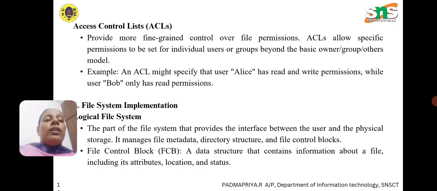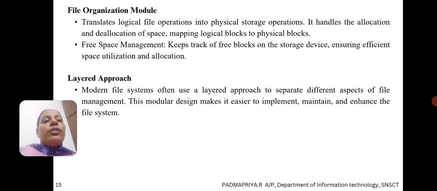Now we are going to talk about a new concept, which is file control blocks. A file control block is a data structure that contains information about a file, including its attributes, location, and status. File organization module translates logical file operations into physical storage operations. It handles the allocation and deallocation of space, mapping logical blocks to physical blocks. Free space management keeps track of free blocks on the storage device, ensuring efficient space utilization and allocation.